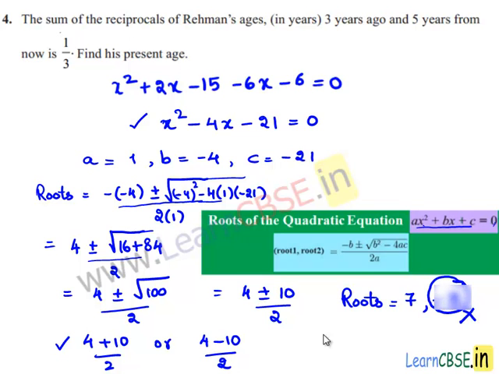Therefore, the present age of Rehman is equal to x years. So we have assumed the age as x years. So we got the value of x as 7. So his present age is 7 years.